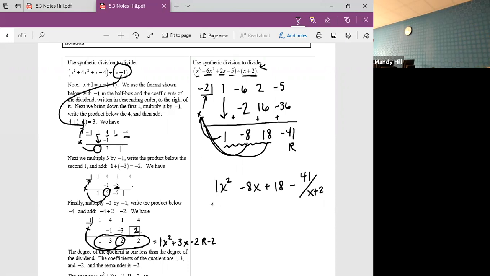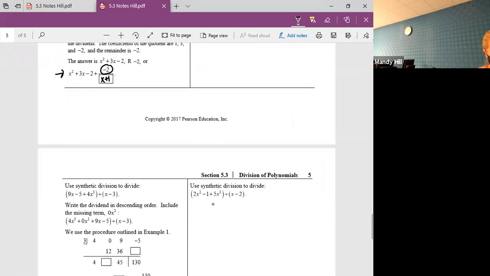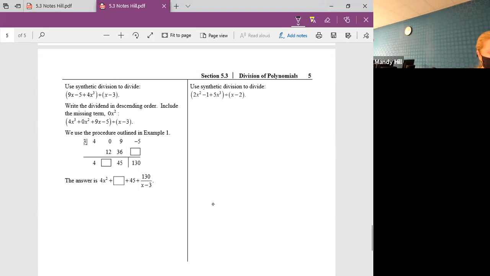Look at another one. So they're wanting to divide this by this. The first thing they did was take their -3 and put it down here and make it +3. The next thing they did was look at that and notice it is not in order. This has the x to the third at the end, and we need it to be in order.